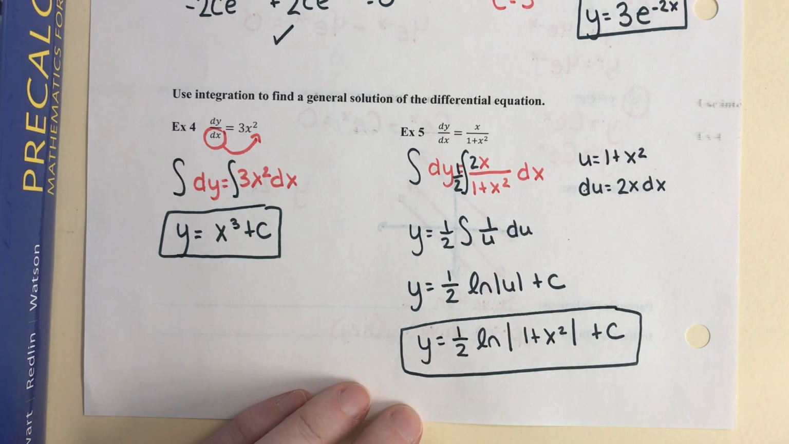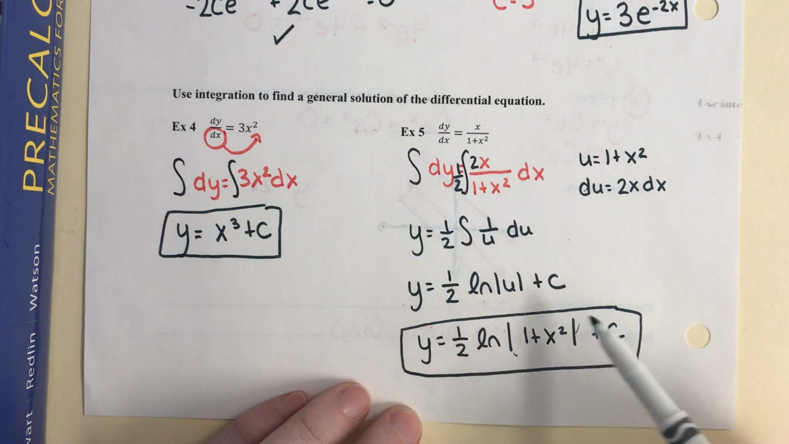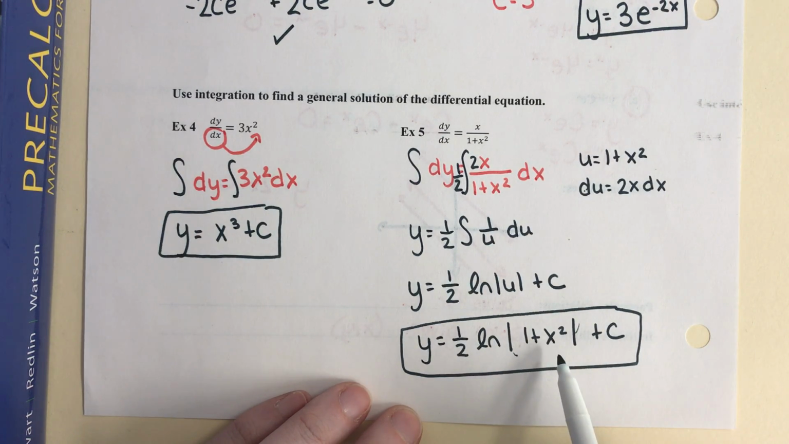So the only other thing that you might notice is if this were on a multiple choice test, they might drop the absolute value and use parentheses instead. And why we can do that is because we know 1 plus x squared, there's no way that's going to be negative. It's always going to be a positive value. So you might see them drop the absolute value and just use parentheses there.